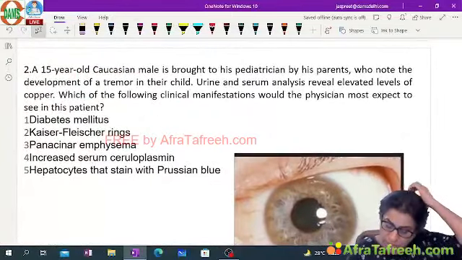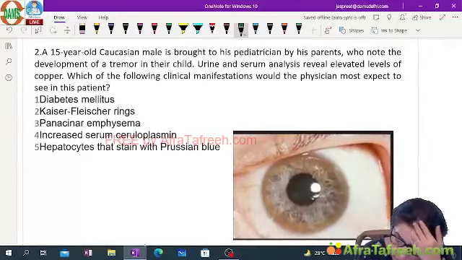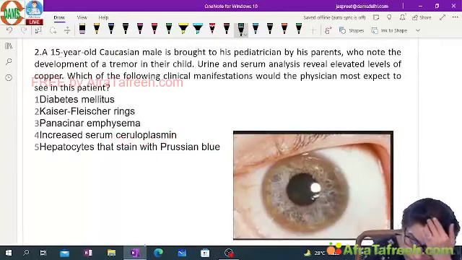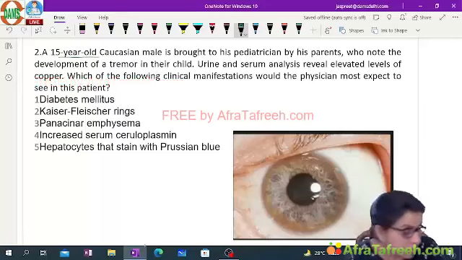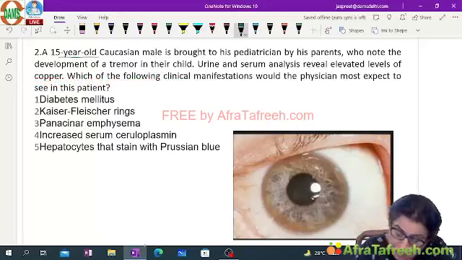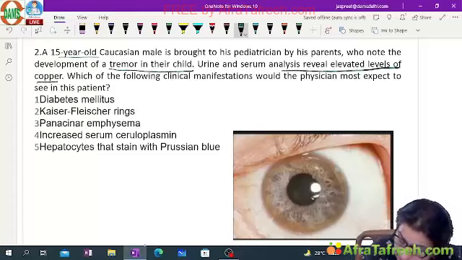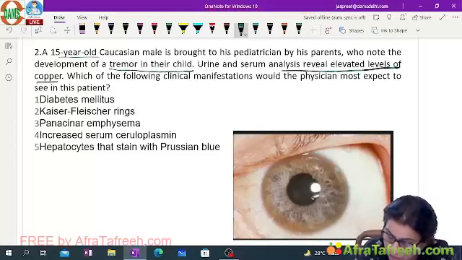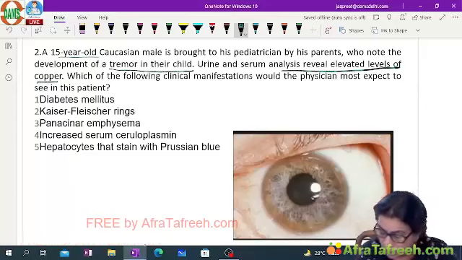A 15-year-old Caucasian male is brought by his parents to his pediatrician, who noticed development of tremor in the child. Urine and serum analysis reveals elevated copper level. Which of the following clinical manifestations would the physician most expect to see in this patient? So what is the answer to this?